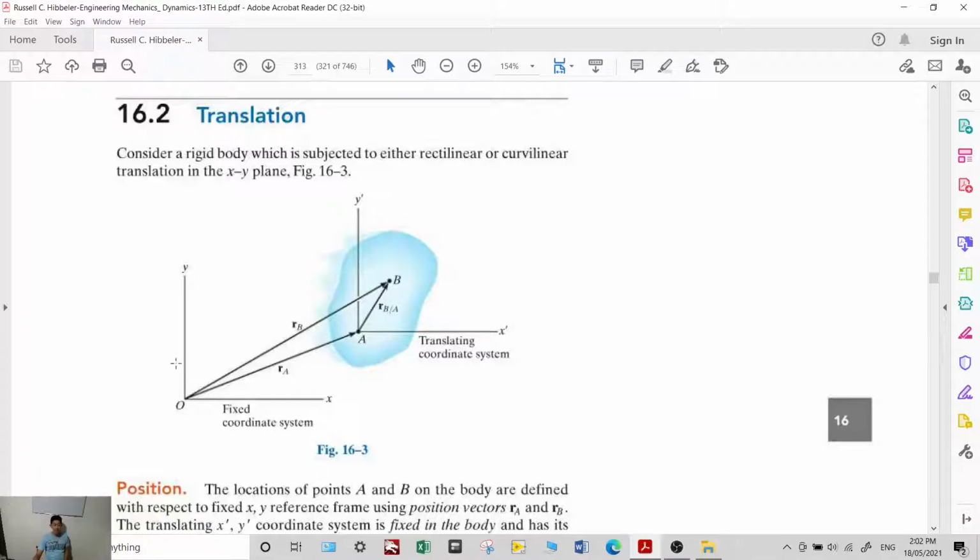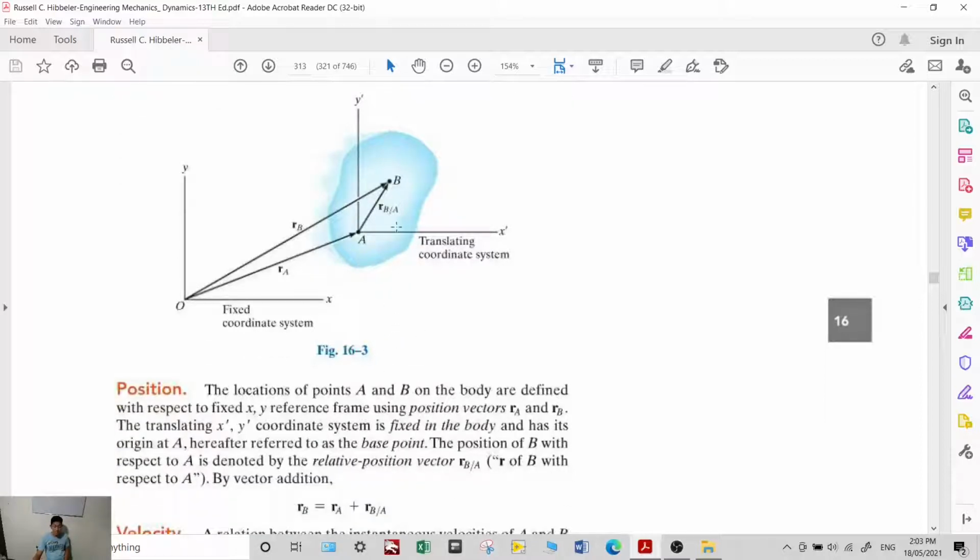Okay, and also you have a fixed coordinate system. It is important because this is the reference. And then you attach a translating coordinate system, which is attached to your body at point A. So therefore, the positions of A and B are denoted by these position vectors r sub B and r sub A, which define your position.